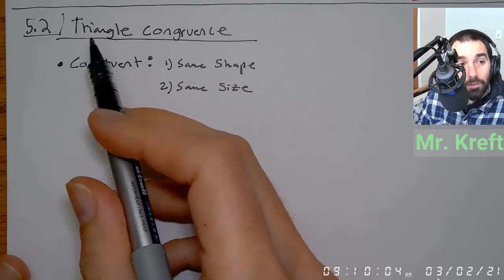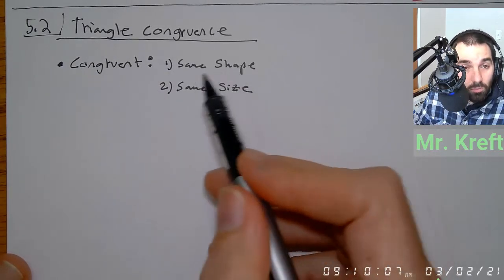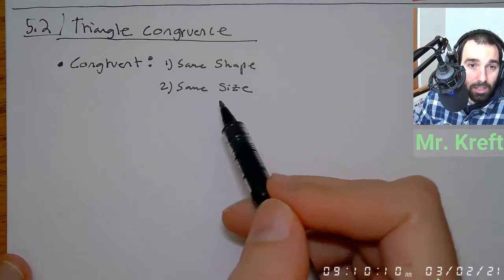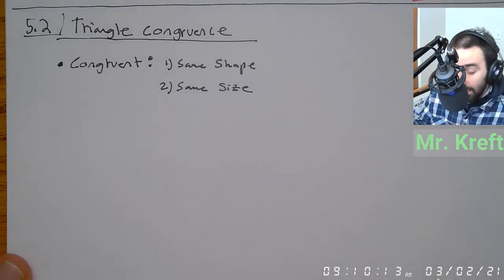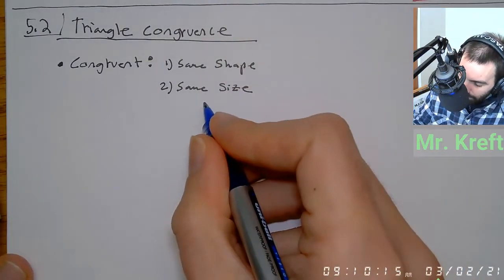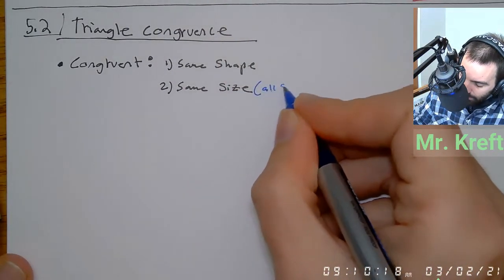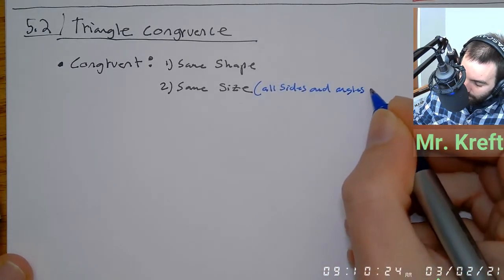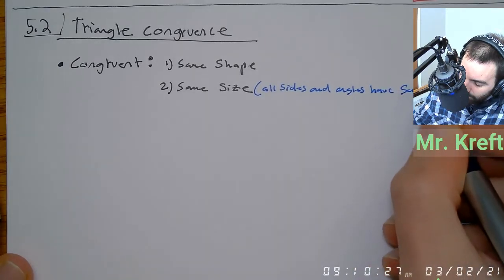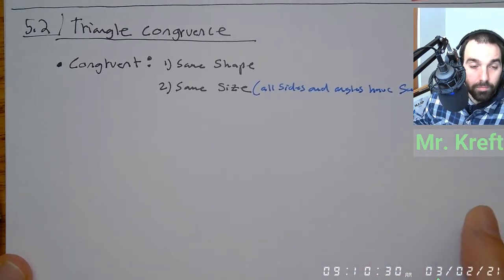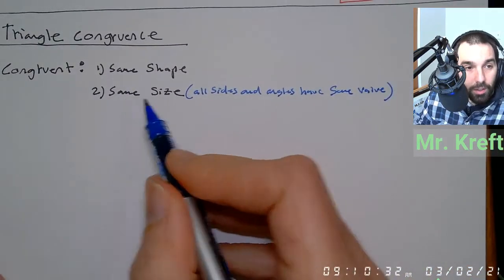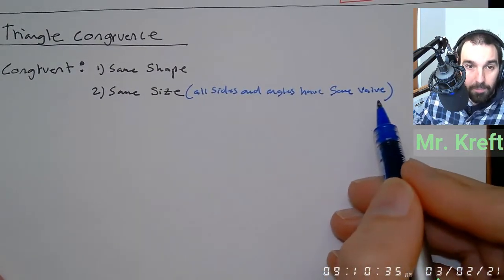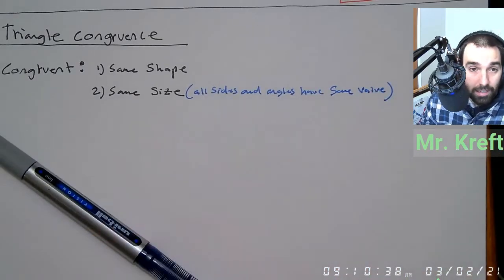So what we're talking about, if we have congruent triangles, is where it's the same type of triangle and it's going to be the same size. So that means all of the sides and angles are the same. Okay, so I'm just going to make a little note here, right? That means all sides and angles have same value. Right? So when I say same size, I'm saying all the sides and angles are going to have the same value, right? So if you have a triangle that has lengths 2, 3, 4, then the other congruent triangle needs to have lengths 2, 3, and 4.